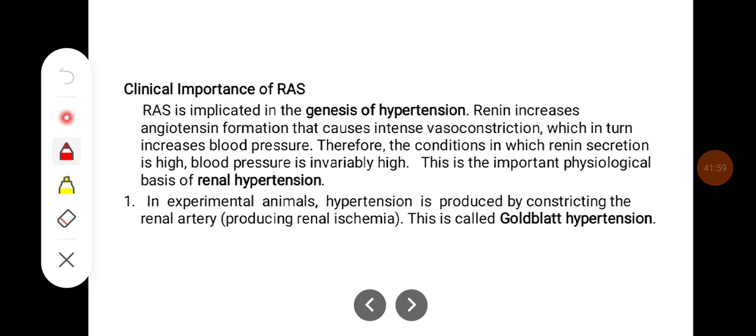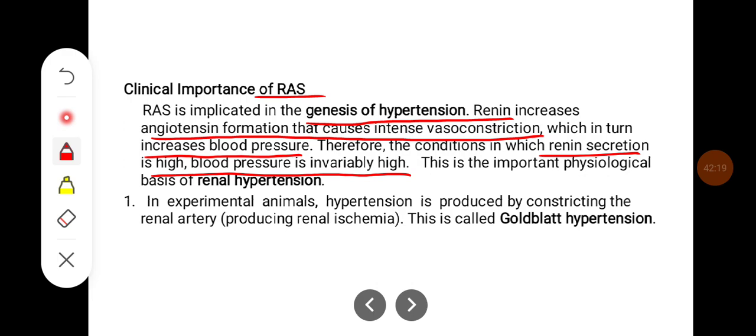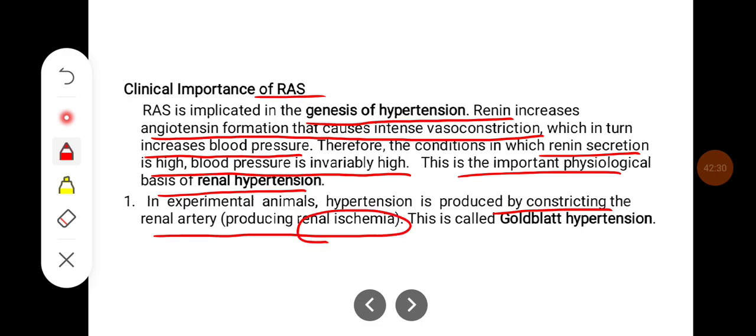Clinical importance of the renin-angiotensin system. It is implicated in the genesis of hypertension. Renin increases angiotensin formation that causes intense vasoconstriction, which in turn increases blood pressure. Therefore, in conditions in which renin secretion is high, blood pressure is invariably high. This is the important physiological basis of renal hypertension. In experimental animals, hypertension is produced by constricting the renal artery, that is producing renal ischemia, and this is called Goldblatt hypertension.